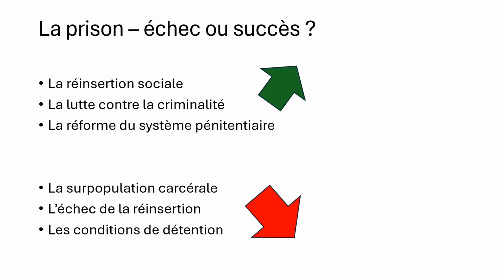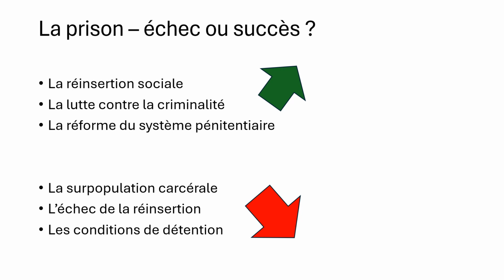So, some points for the fact that prison's a success. We could say that prisons in France offer reintegration programs to help inmates return to society, such as vocational training and therapy. Prisons serve to punish criminals and protect society by reducing the possibility of offenders committing crimes outside, which shows that prison has fulfilled its function and is a success. And the French prison system has undergone recent reforms to improve detention conditions and provide better rehabilitation for inmates.